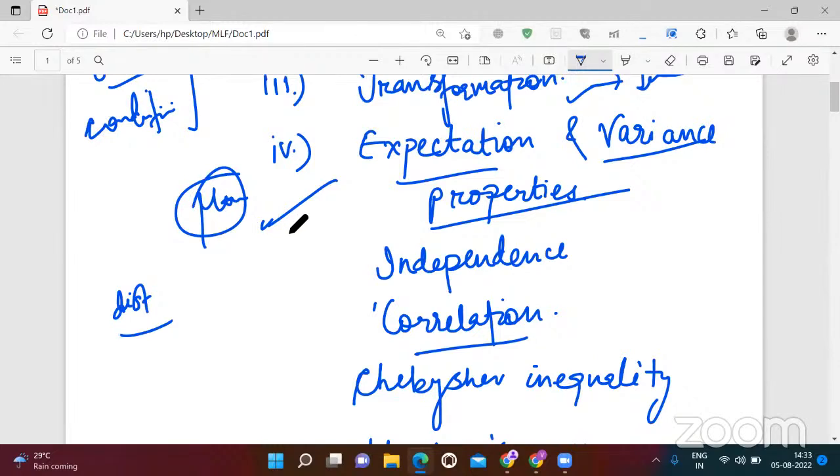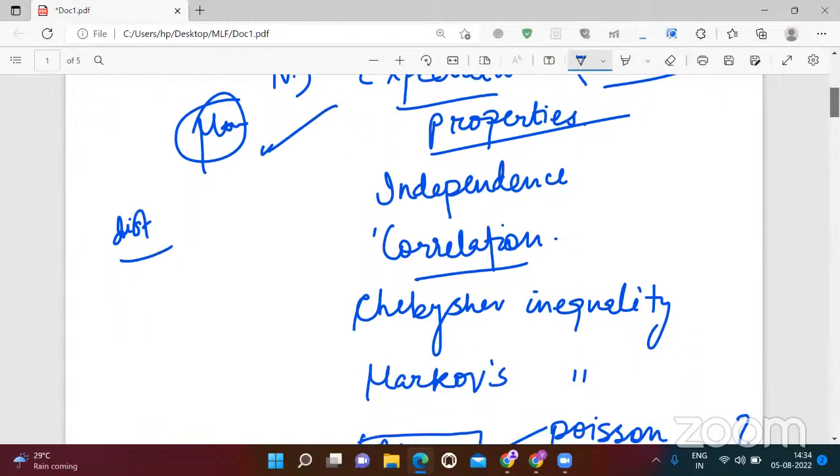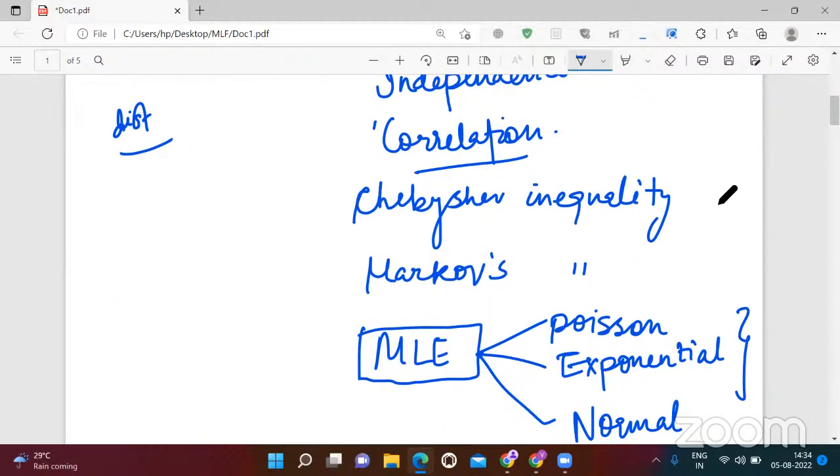Sir, correlation means you have to find some correlation between two random variables, or what? Yeah, correlation is that only. You have been given the basic formula for the correlation also. With the covariance matrix, there is a relation between the standard deviation, covariance, and correlation. So the basic formula regarding that, and these are all like Markov's and Chebyshev's inequalities. You already did them 2-3 times.